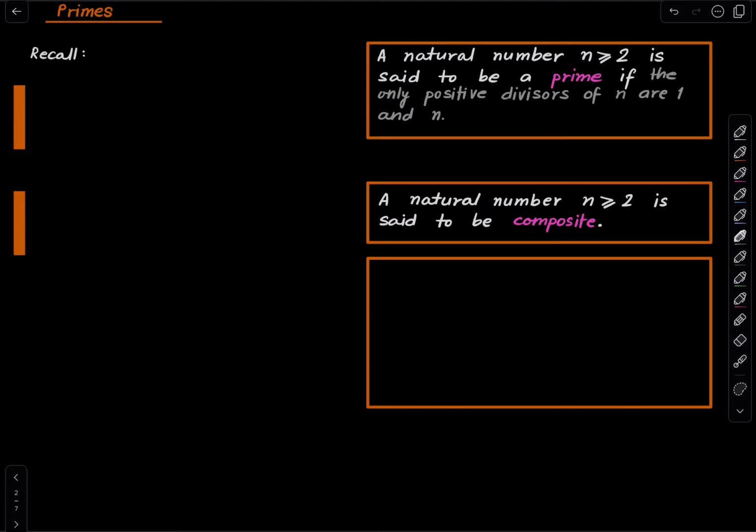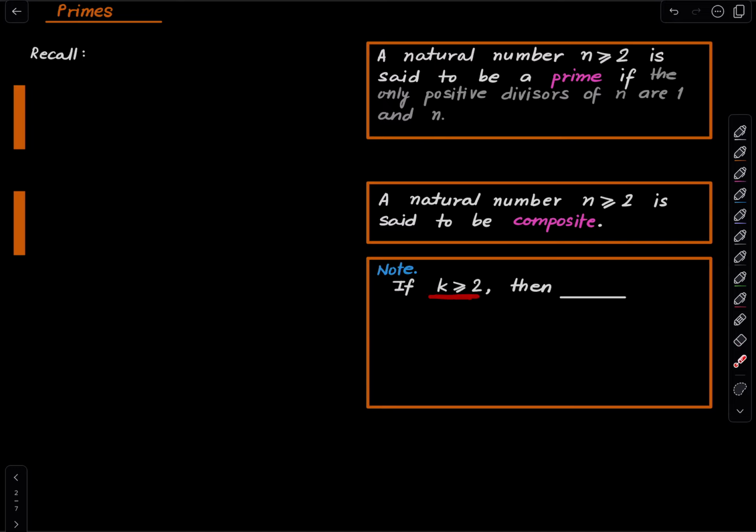And here is the definition of a composite number. If you have a number at least 2, it is composite if it is not prime. All right, and I haven't still figured out if 1 is counted as a composite number. It is certainly not a prime number, but I don't know if it is counted as a composite number. Just Google.